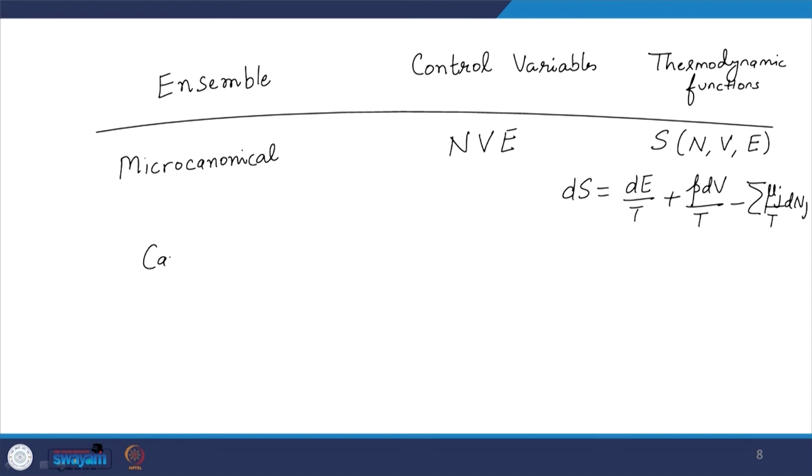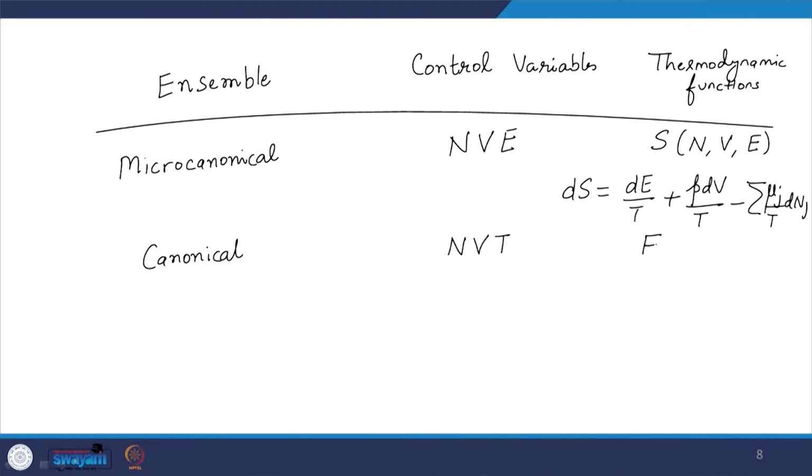We can also have something called a canonical ensemble. In that case, the control variables are N, V and T: number of molecules, volume and temperature. And in this case, the thermodynamic function is called the Helmholtz free energy, a function of N, V and T, and the differential form is dF = -S dT - PdV + sum over j of mu_j dN_j. By the way, we are doing this for multi-component systems. If it is a one component system, then the last term with chemical potentials will not appear.